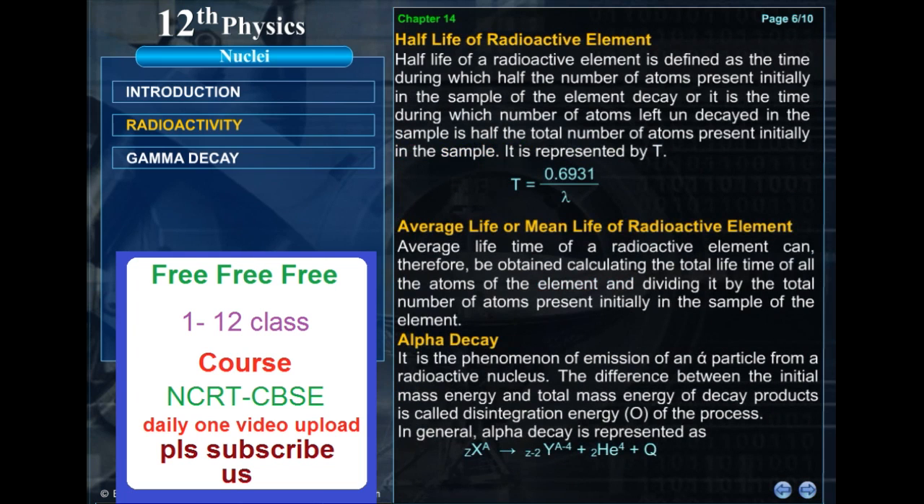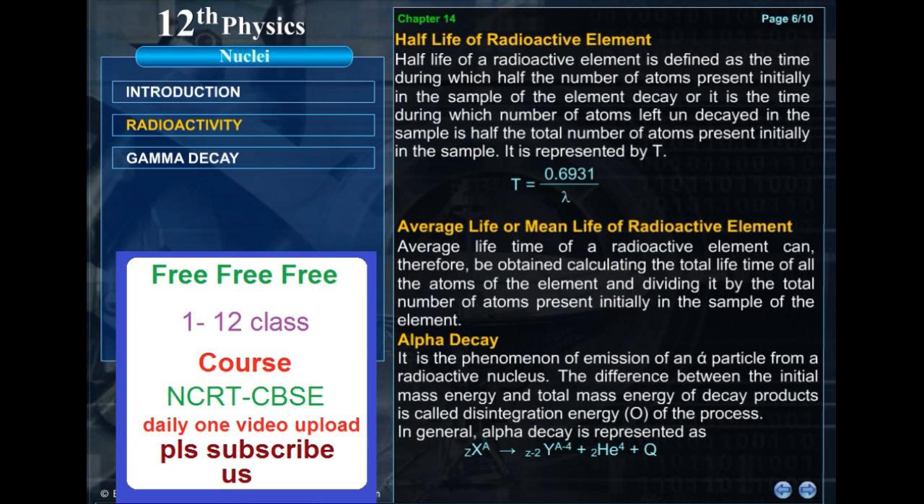Half-life of radioactive element. Half-life of a radioactive element is defined as the time during which half the number of atoms present initially in the sample of the element decay, or it is the time during which the number of atoms left undecayed in the sample is half the total number of atoms present initially in the sample. It is represented by T. T is equal to 0.6931 by lambda.